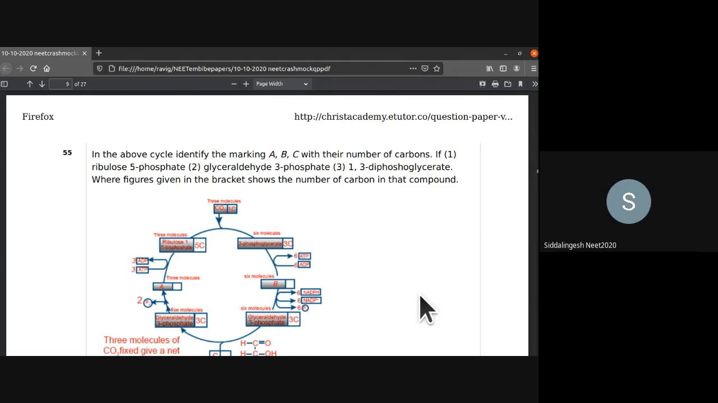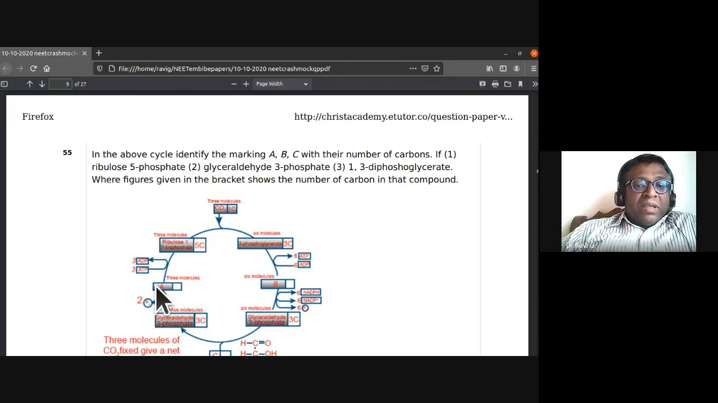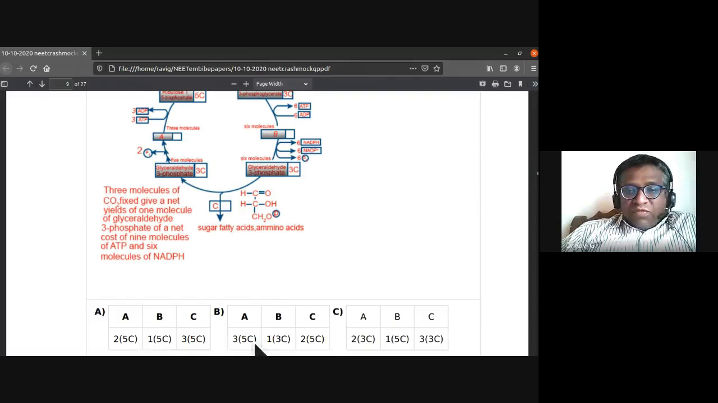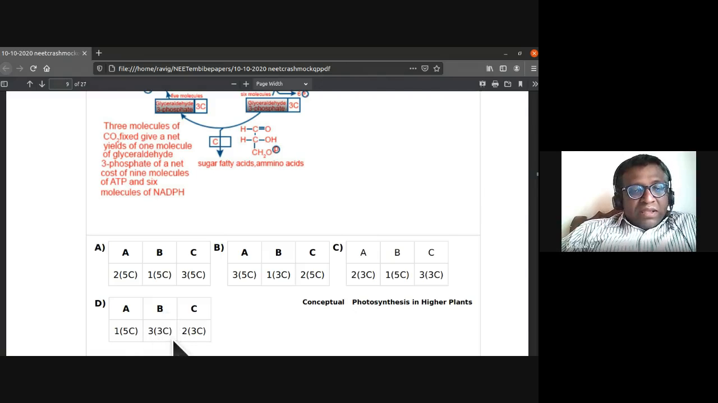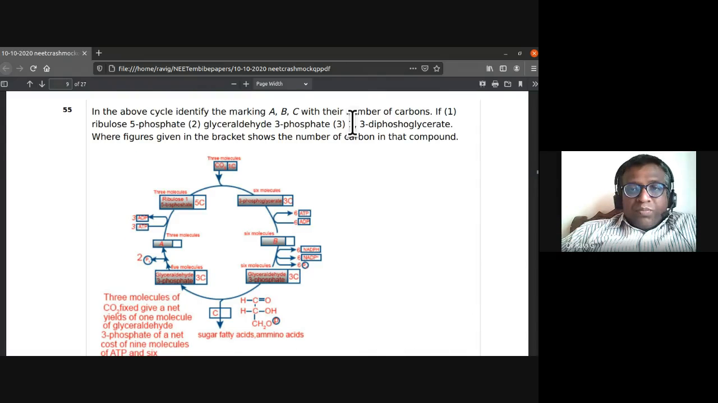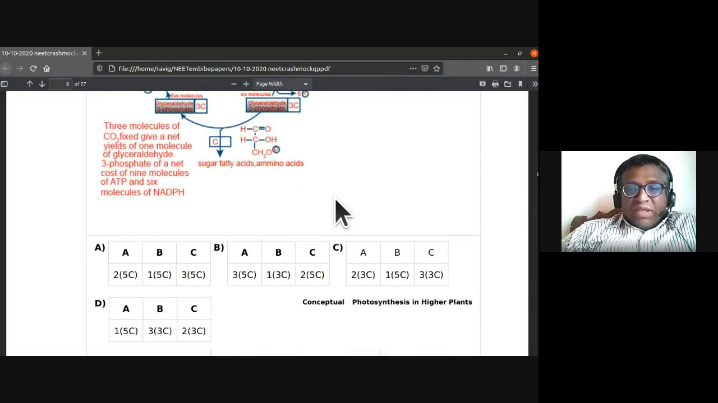Then, sir, RuBP is 5 carbon, no? Yes, RuBP is 5 carbon. Ribulose 5 phosphate is RuMP, a monophosphate, and that is also 5 carbon. So A is 5 carbon, and B is 3 carbon. C is the triose phosphate, right? So C is glyceraldehyde 3 phosphate, and how many carbons does it have? 3 carbons. So D is the correct answer.